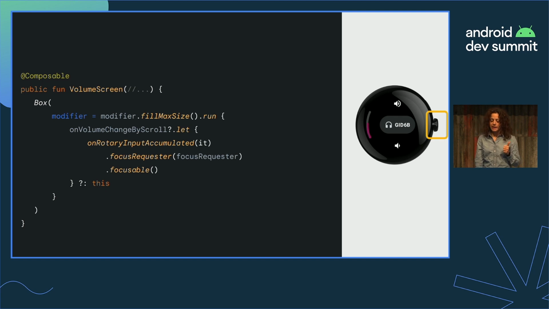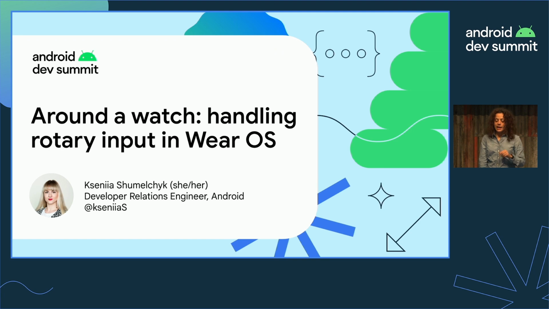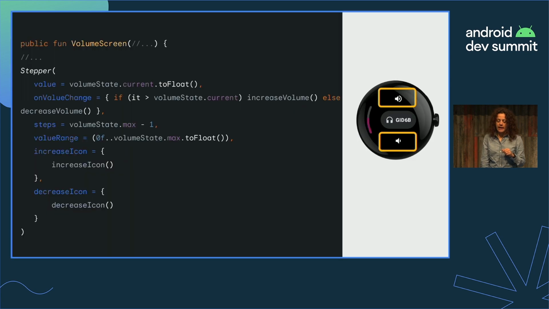So the first one is by interacting with a physical crown or a rotating bezel. When a user turns the crown, the system generates rotary events that developers can utilize to provide enhanced tactile interaction to the users. We have implemented support for those events in the volume screen, so that you don't have to learn more about it. But if you want to learn more about how to enhance user experience using rotary input and implement it in your app, make sure to see our other ADS talk on handling rotary input on Wear OS. The second way to interact with the volume screen is by using a Compose for Wear OS stepper, up and down buttons with a position indicator on the side.